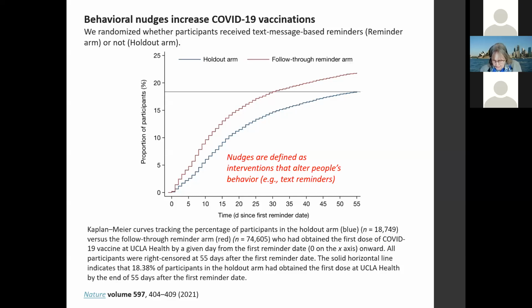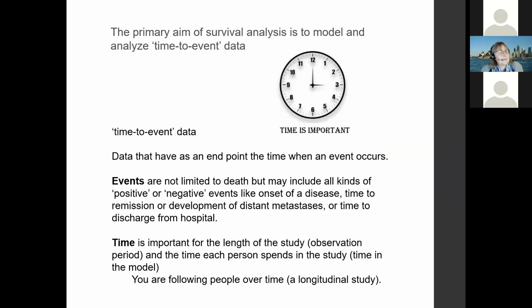So survival analyses can be used to model all sorts of outcomes. But the main thing that binds all these together is you're looking at time to something happening: time to when you get your first COVID shot, time to when you die from breast cancer after you get diagnosed. So you want to know not just if it happened, but when it happened and how soon. So time is a very important part of the model.